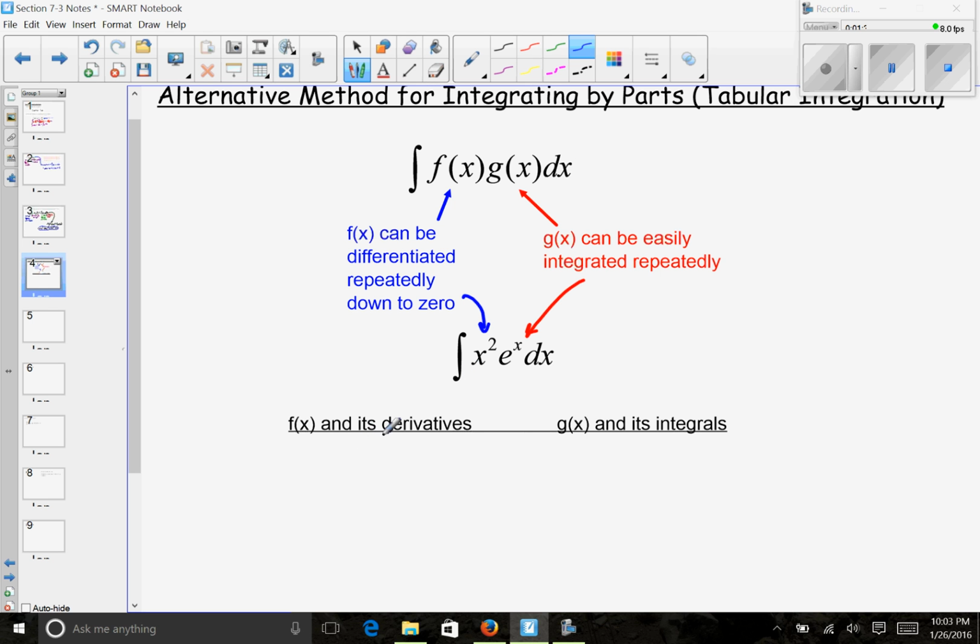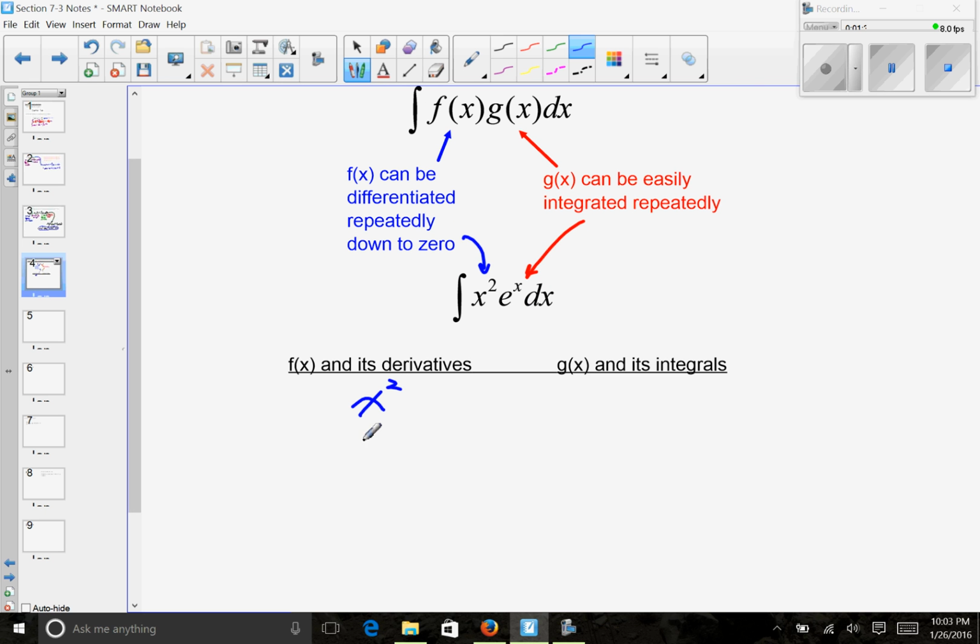So in one column, I'm going to take f of x and do its derivatives until I get down to zero. I would start with x squared, its derivative is 2x, the derivative of that is 2, and the derivative of that is 0. I just keep taking it down until I get to 0. Then I would take g of x, which is the part that's left, and I would integrate it. So I'm not deriving, I'm integrating. The antiderivative of e to the x is e to the x, and again e to the x, and again e to the x.